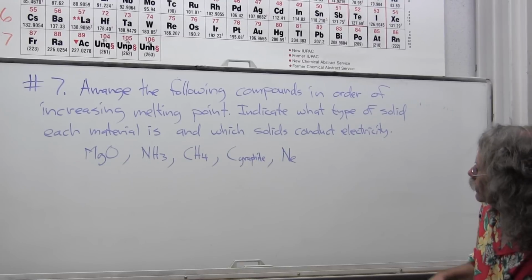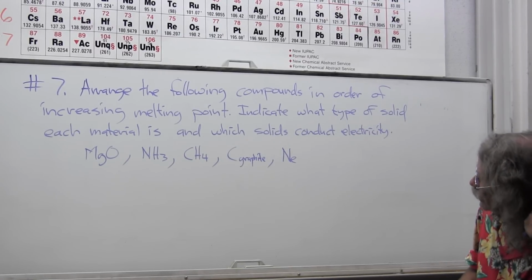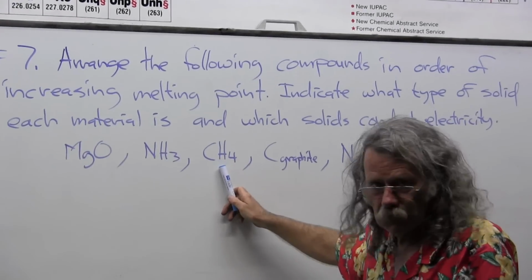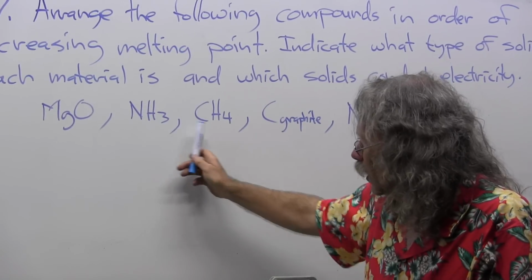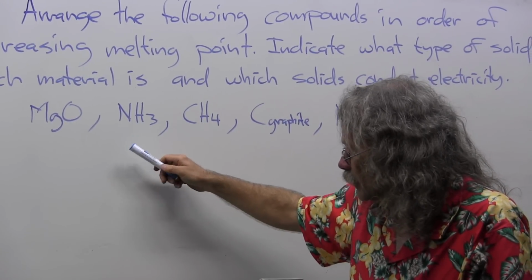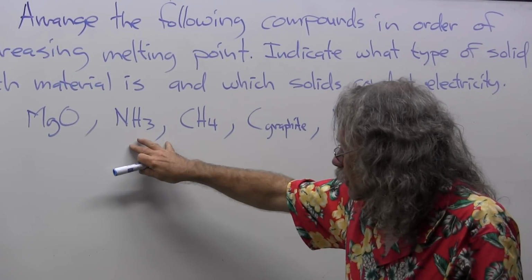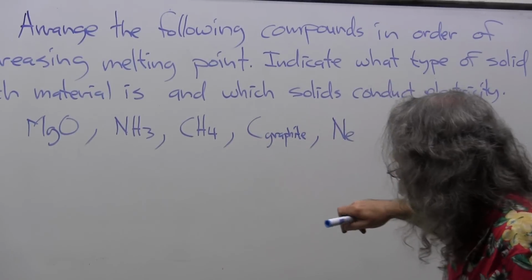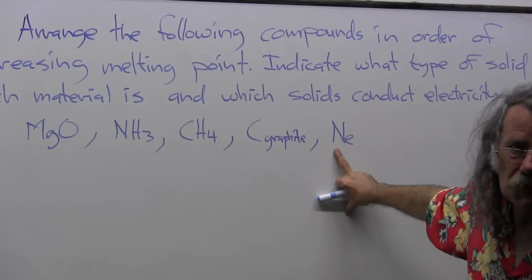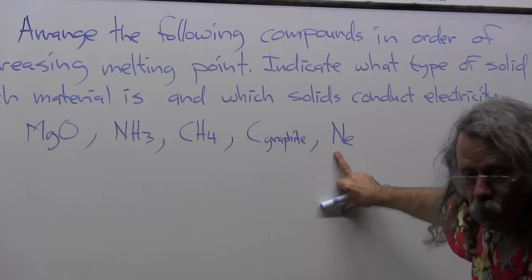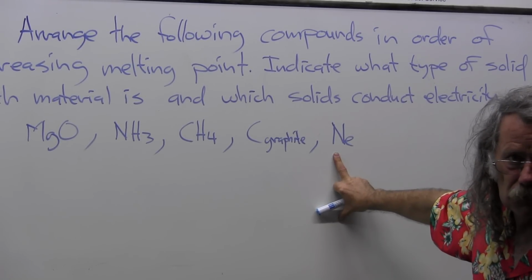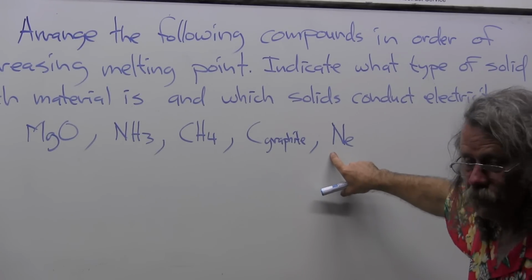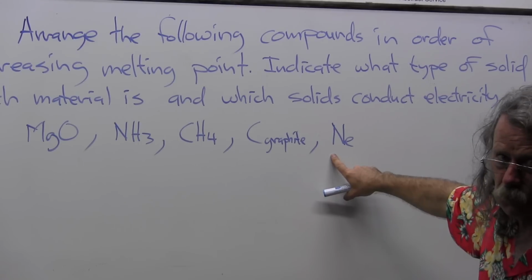So now let's look at these and see which one's going to be the lowest melting. Well, I've got ammonia and methane. These stay together. The covalent bonds hold them together, and the intermolecular forces that are present are going to be different. They're only held together by intermolecular forces, and then there's neon, which is an atomic solid. Now, neon can only engage in London dispersion forces, and so I would expect it to be right up front, the lowest melting point.